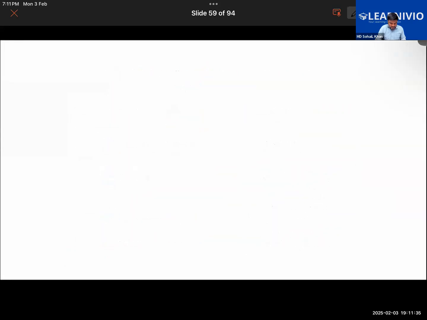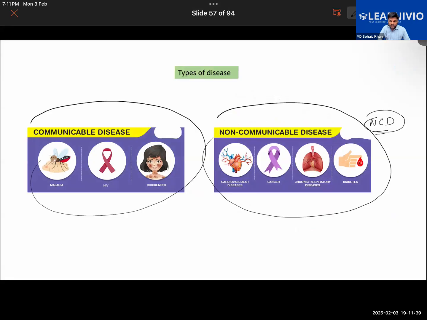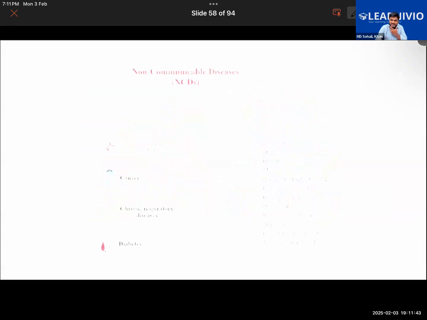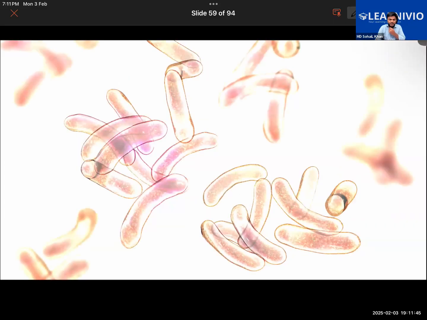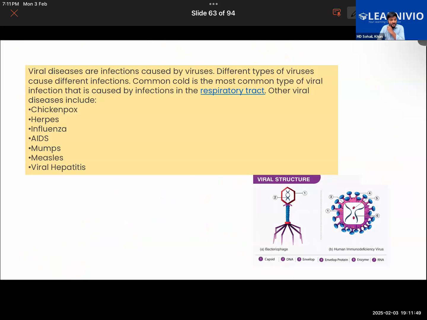And as for this one over here, malaria is a disease caused by the protozoa, that is plasmodium. Furthermore, there are viral diseases also, right? So for example, we have influenza, chickenpox, mumps, measles, herpes, etc. So viral diseases are infections caused by viruses, right? And different types of viruses would be responsible for spreading different types of diseases.